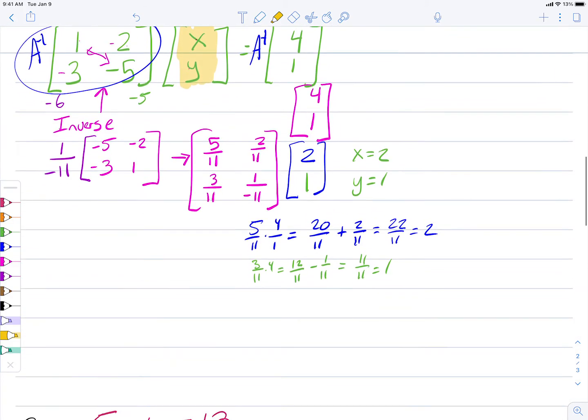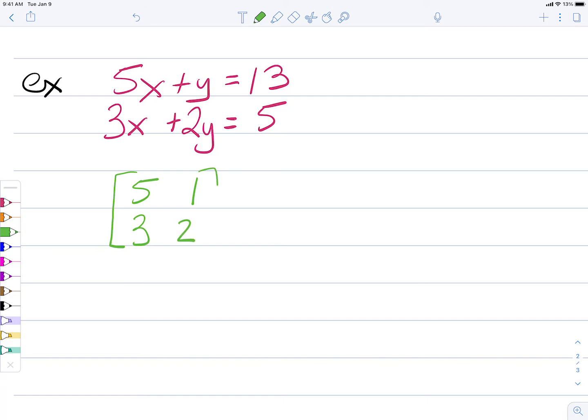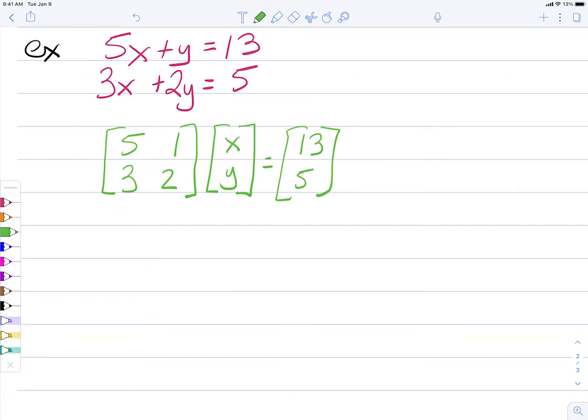Let's try that one more time. So here is our system of equations. I'm going to write it as matrices. So we have 5 and 1 because it's 5x and 1y. 3 and 2 because it's 3x and 2y. There's my variable matrix, and it's going to equal my answer matrix. So now I need to do work for my inverse.